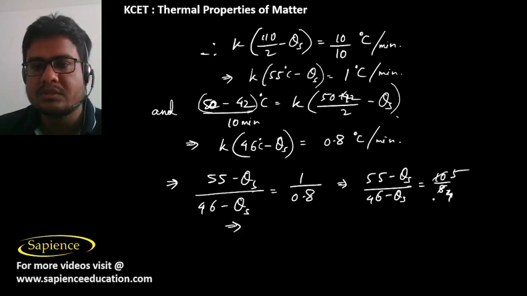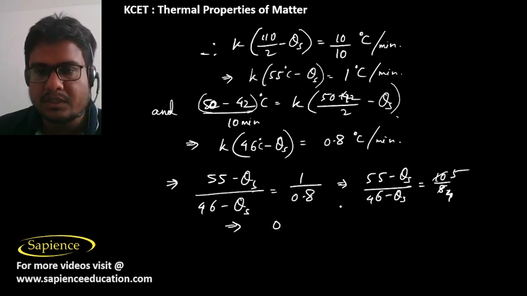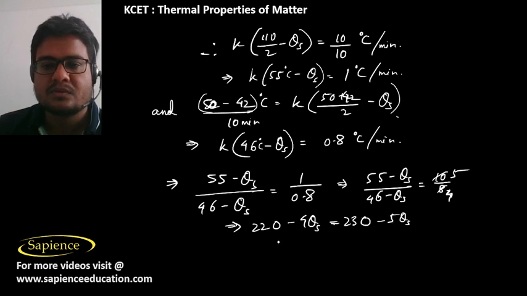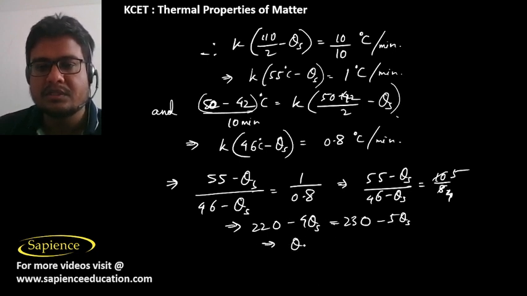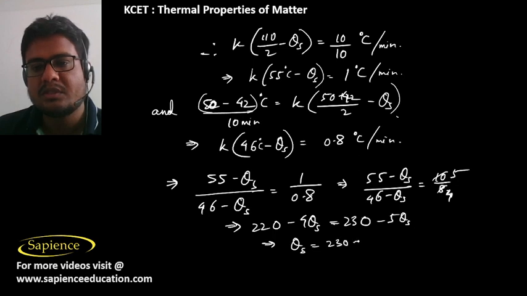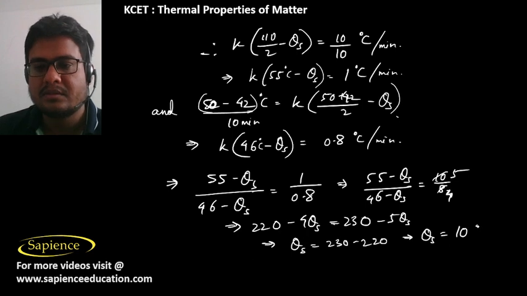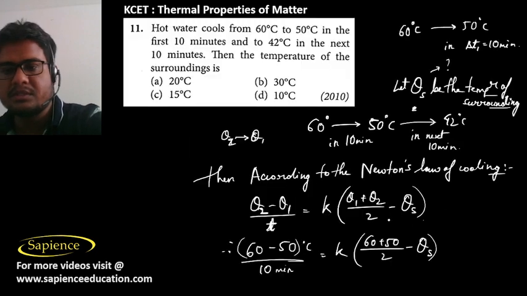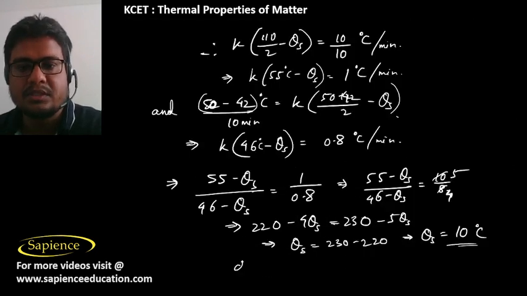So we will cross multiply. This will be 4 into 55 is 220 minus 4 theta s, equal to 5 into 46, that is 230 minus 5 theta s. So 5 theta s minus 4 theta s, that is theta s, will be equal to 230 minus 220, that is 10. So theta s will be equal to 10 degrees Celsius. The temperature of the surrounding is 10 degrees Celsius, so option D is the correct answer.